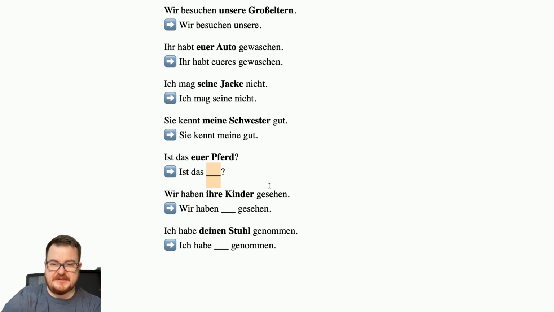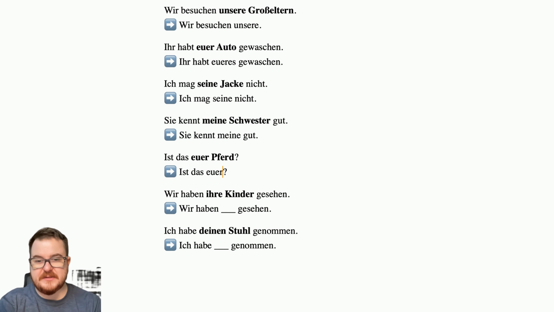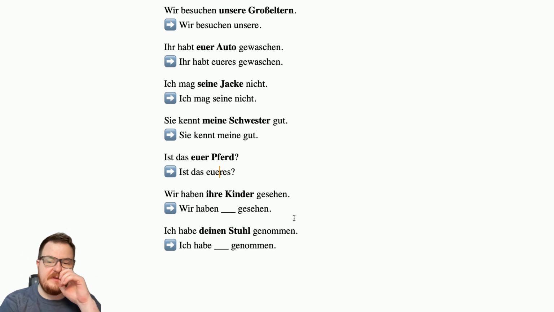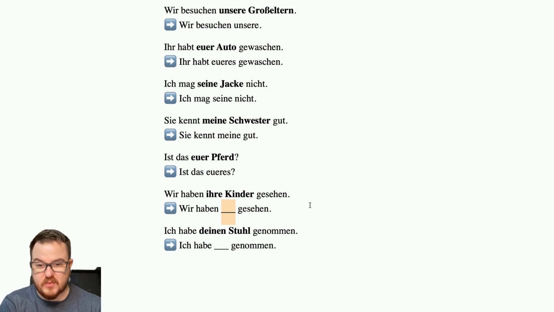So don't get tricked into thinking they're the same thing. Is that yours? Is that your horse? Yours. And it's going to be, let's take euer as our base again, and Pferd is neuter, and in this sentence it's nominative, so we're going to add our es. So we're going to have eures oder eures. Wir haben ihre Kinder gesehen. We saw their, or her, possibly, depending on context, her children. So we want to say hers or theirs. And in German, that would be the same word anyway.